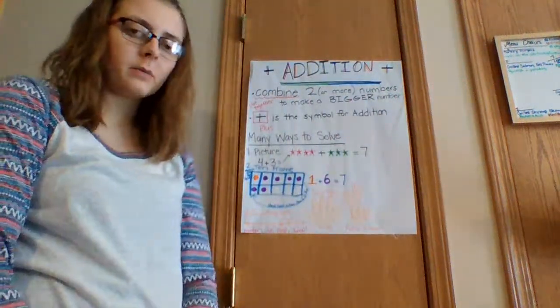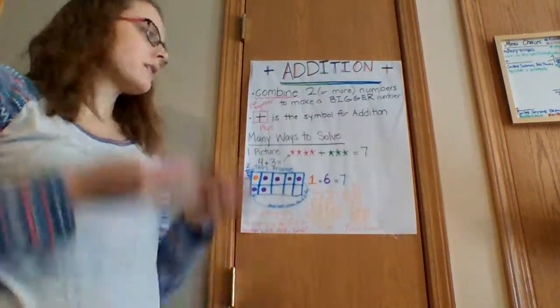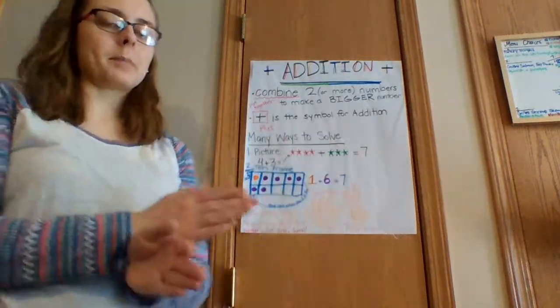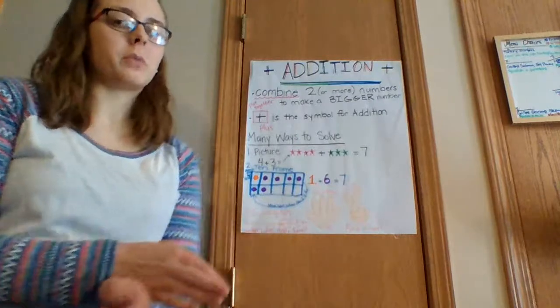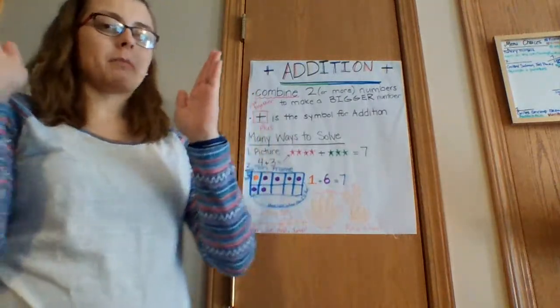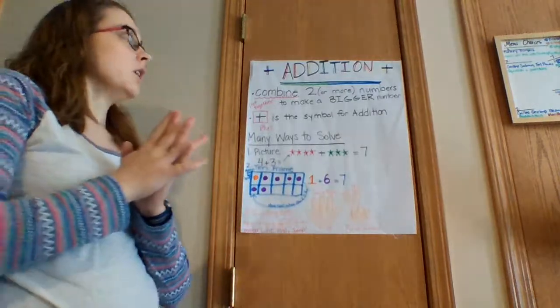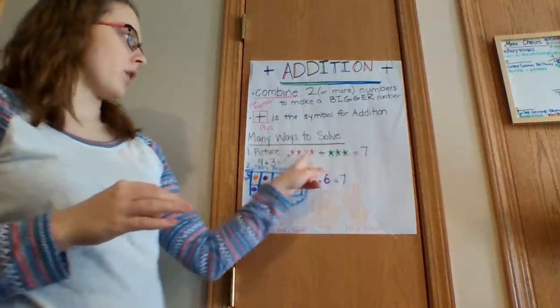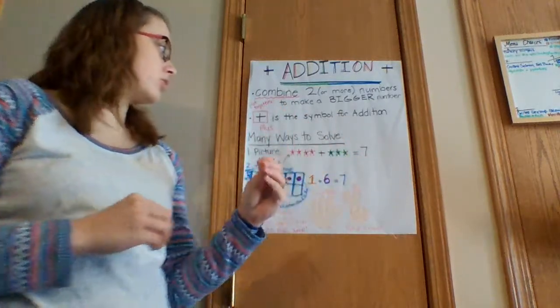Right, hey there, kindergarten. We're getting ready to do our last week of addition. And next week, we're going to start talking about the opposite of addition, which is subtraction. But we have one more week of addition and ways to combine two numbers together. So we have talked about pictures to solve, drawing pictures and then counting how many pictures you drew.